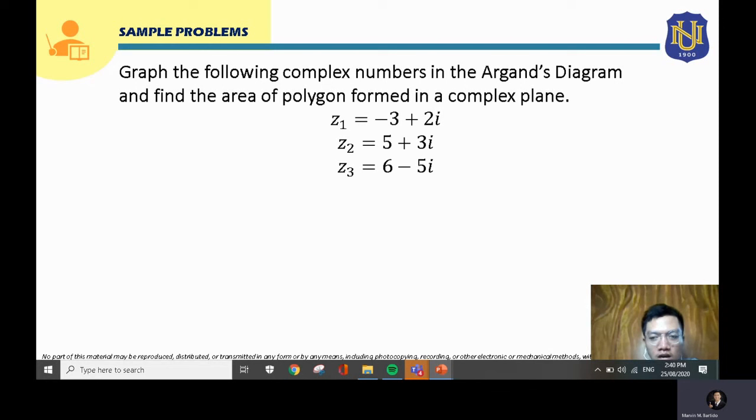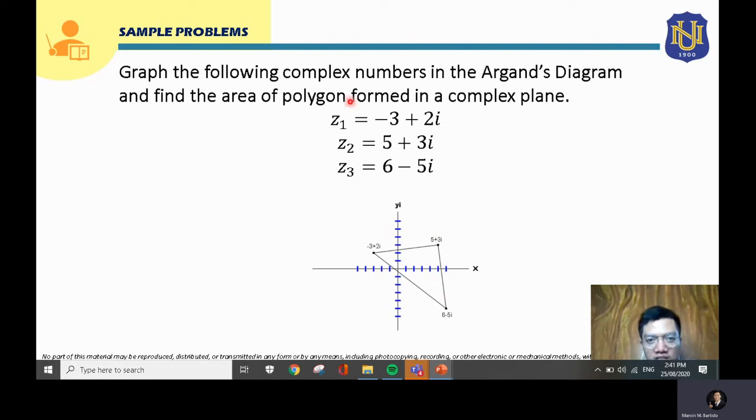Now, let's also solve the following example. The problem says: graph the following complex numbers in the Argand diagram and find the area of the polygon formed in the complex plane. The complex numbers given are z1 equals negative 3 plus 2i, z2 equals 5 plus 3i, and z3 equals 6 minus 5i. We should first graph these complex numbers in the Argand diagram. When we graph them, it will give you this graph. Negative 3 plus 2i will be located somewhere here, 5 plus 3i somewhere here, and 6 minus 5i somewhere here.